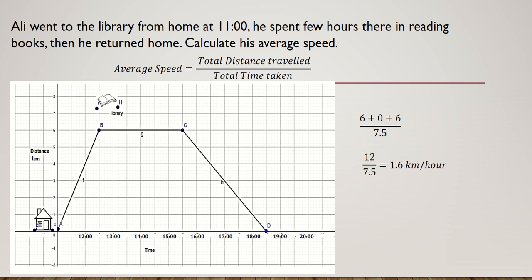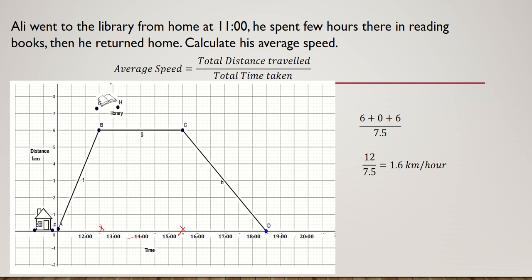Now average speed. Ali went to the library from home. This is his home and he leaves at 11, and reaches the library at 12:30, and then spends a few hours in the library reading books. Now how long did he stay in the library? From 12:30 till 15:30. It means 1, 2, 3 hours he spent.